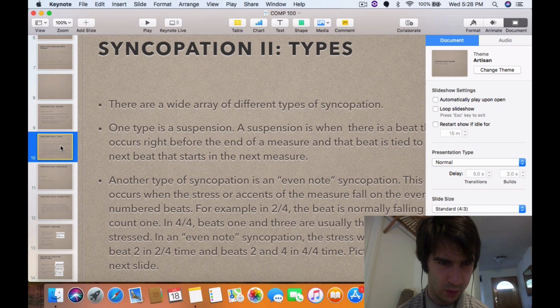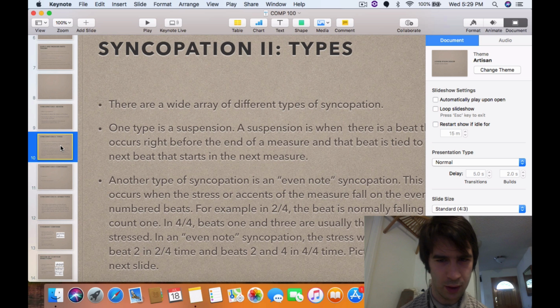different types of syncopation. One type is a suspension. The suspension is where there is a beat that occurs right before the end of the measure, and that beat is tied to the next beat of the next measure. You'll have a quarter note tied to a quarter note over the bar line, in other words.